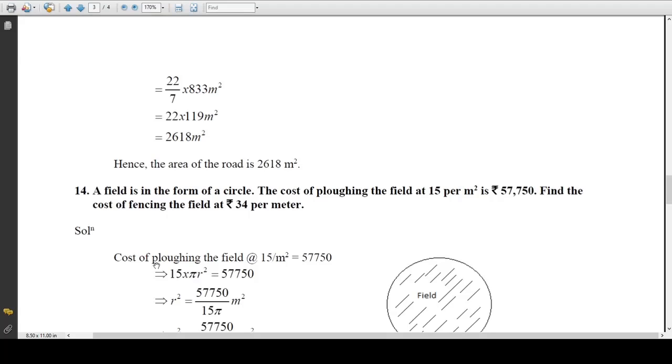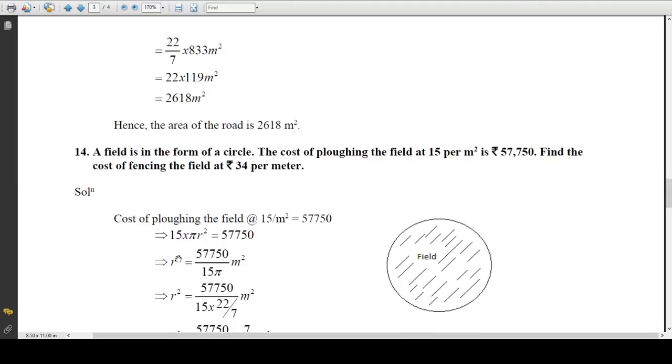Therefore, the cost of ploughing the field at 15 per meter square is this much. This means this cost multiplied with the area will give you the total cost. Now you take all this term to the right side. You keep only r square on the left.